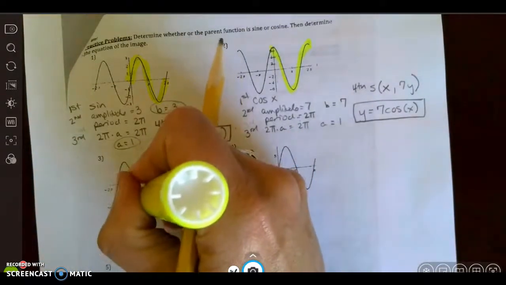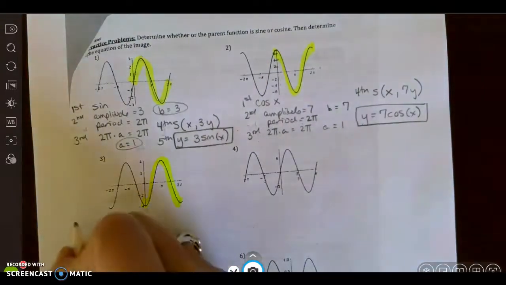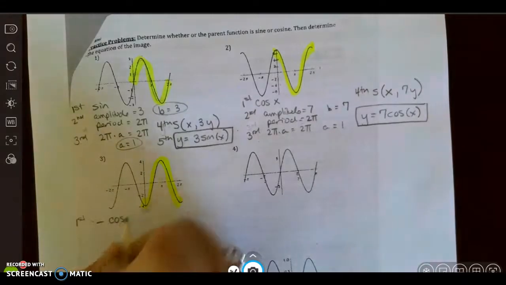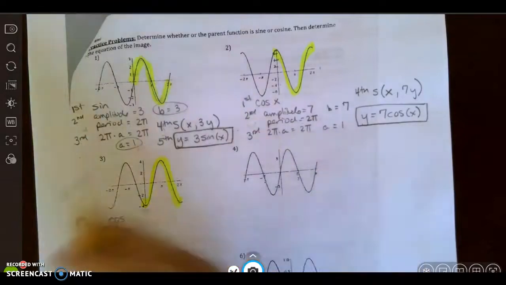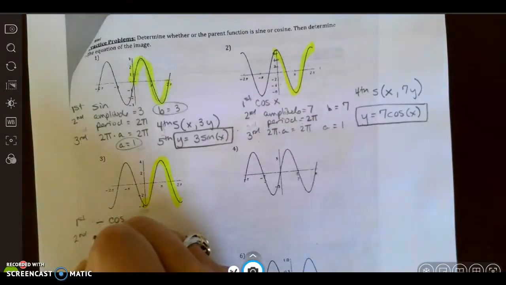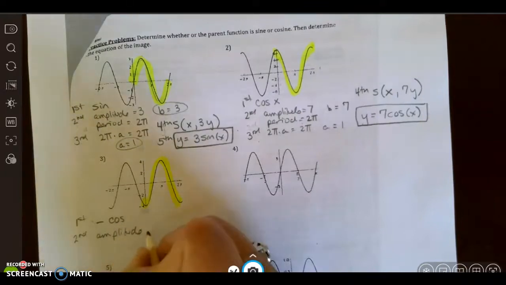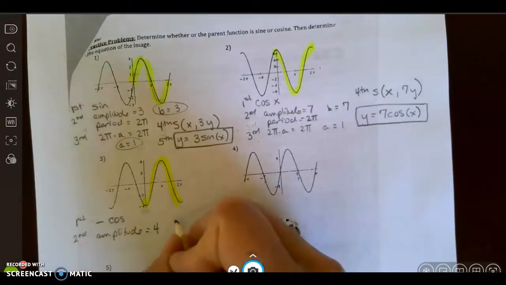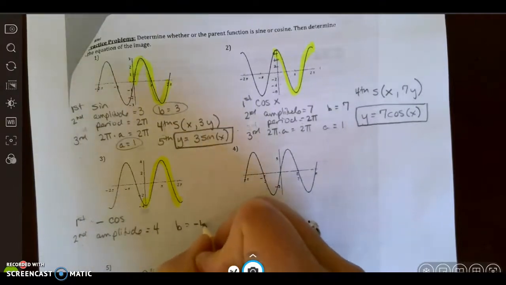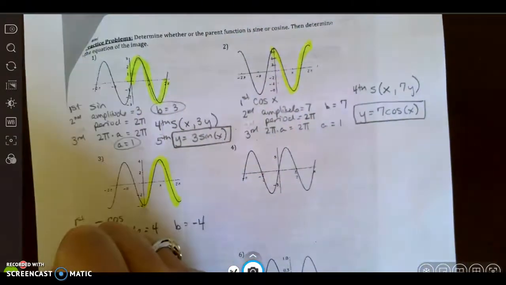Let's start by noticing on the y-axis what I'm trying to determine. So this is going to be a negative cosine equation, because this is a u, but it's flipped upside down. The next step is to figure out the amplitude and period. Amplitude is up 4, down 4. But my b value is going to be negative 4 because it's a negative cosine.